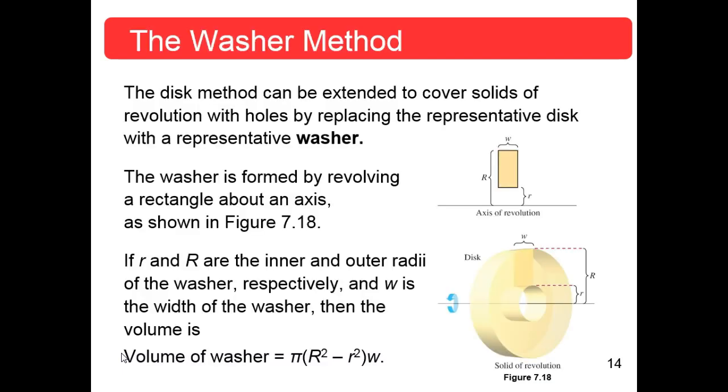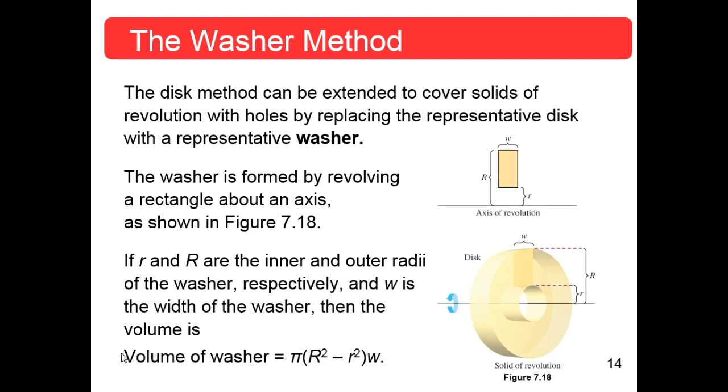Let's see how they explain it. The disk method can be extended to cover solids of revolution with holes by replacing the representative disk with a representative washer. The washer is formed by rotating a rectangle about an axis, but not an axis that's on the boundary of that rectangle.